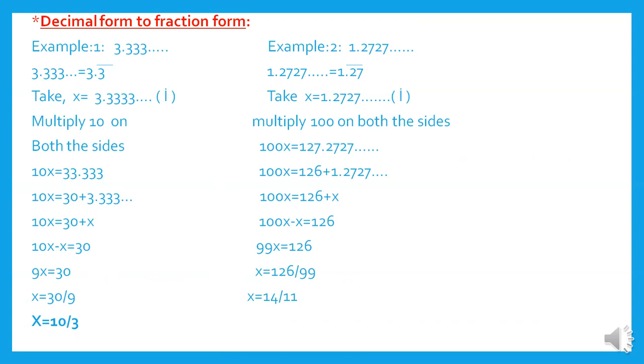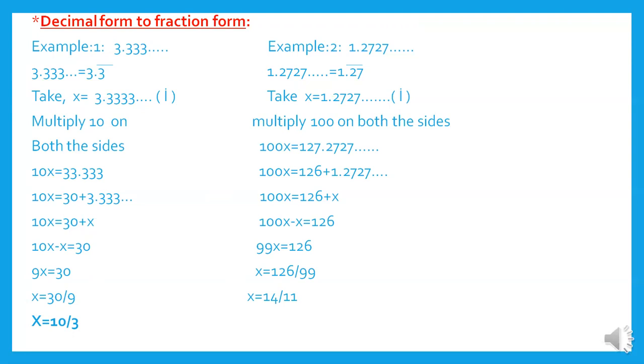Take x is equal to 1.2727 as equation 1. This equation you can multiply by 100. So 2 digits are there under the bar, hence it should be multiplied by 100. Now equation 1 becomes 100x is equal to 1.2727 into 100, that is 127.2727. Next step, 100x is equal to 126 plus 1.2727.